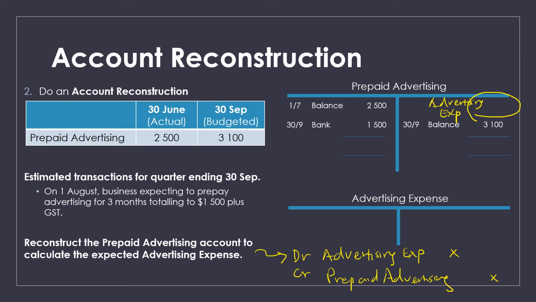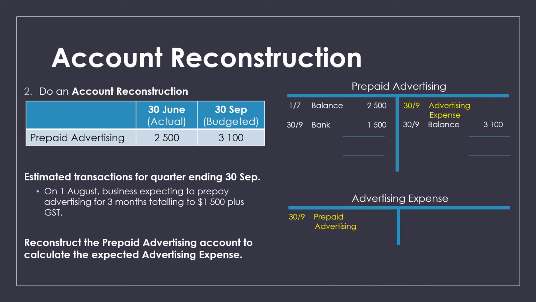And in the advertising expense account, we're expecting the corresponding entry to be right here on the debit side with the cross-reference prepaid advertising. And this would be recorded on the last day, and that would be 30th of September. We're now going to find the missing figure here.